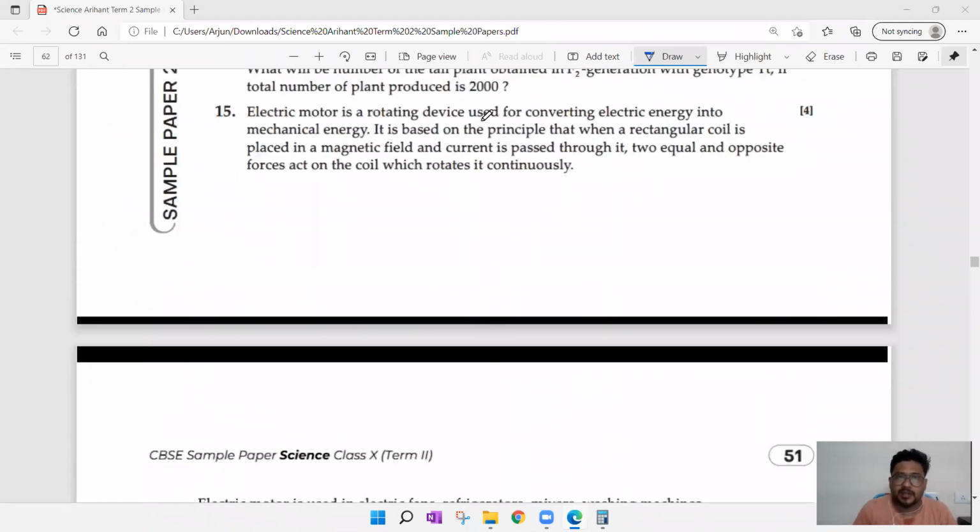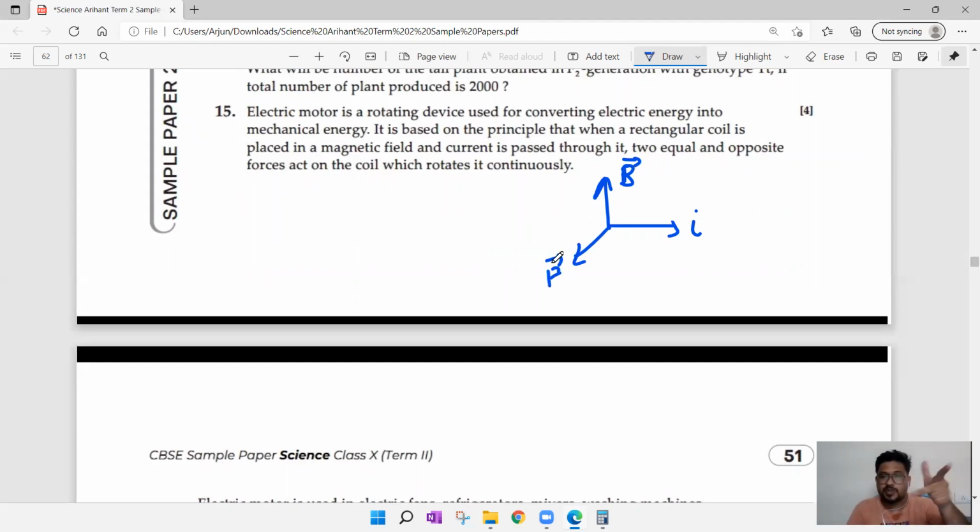An electric motor is a rotating device used for converting electrical energy into mechanical energy. It is based on the principle that when a rectangular coil is placed in a magnetic field and current is passed through it, two equal and opposite forces act on the coil which rotate it continuously. According to Fleming's left-hand rule, if three fingers of the left hand are stretched mutually perpendicular to each other, the forefinger indicates the magnetic field, the middle finger indicates the current, and the thumb indicates the direction of force produced in the current carrying conductor placed in the magnetic field.